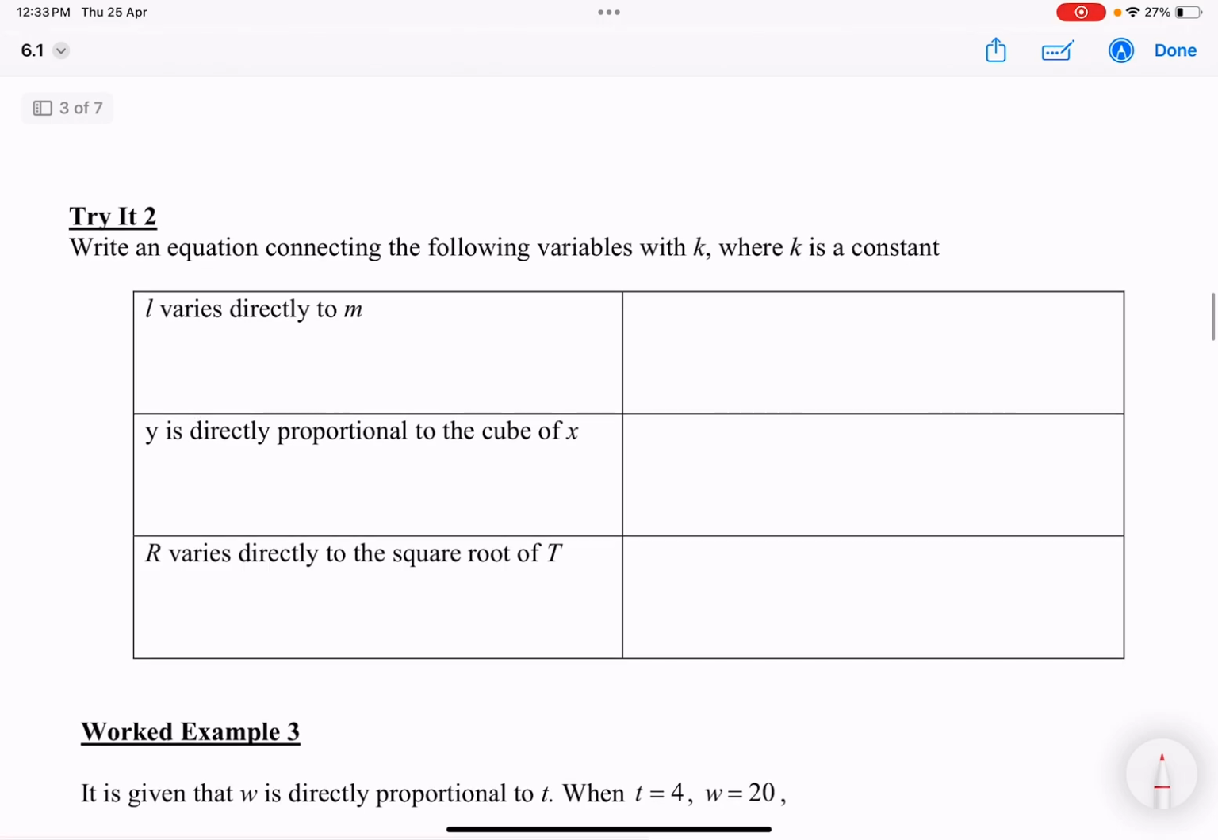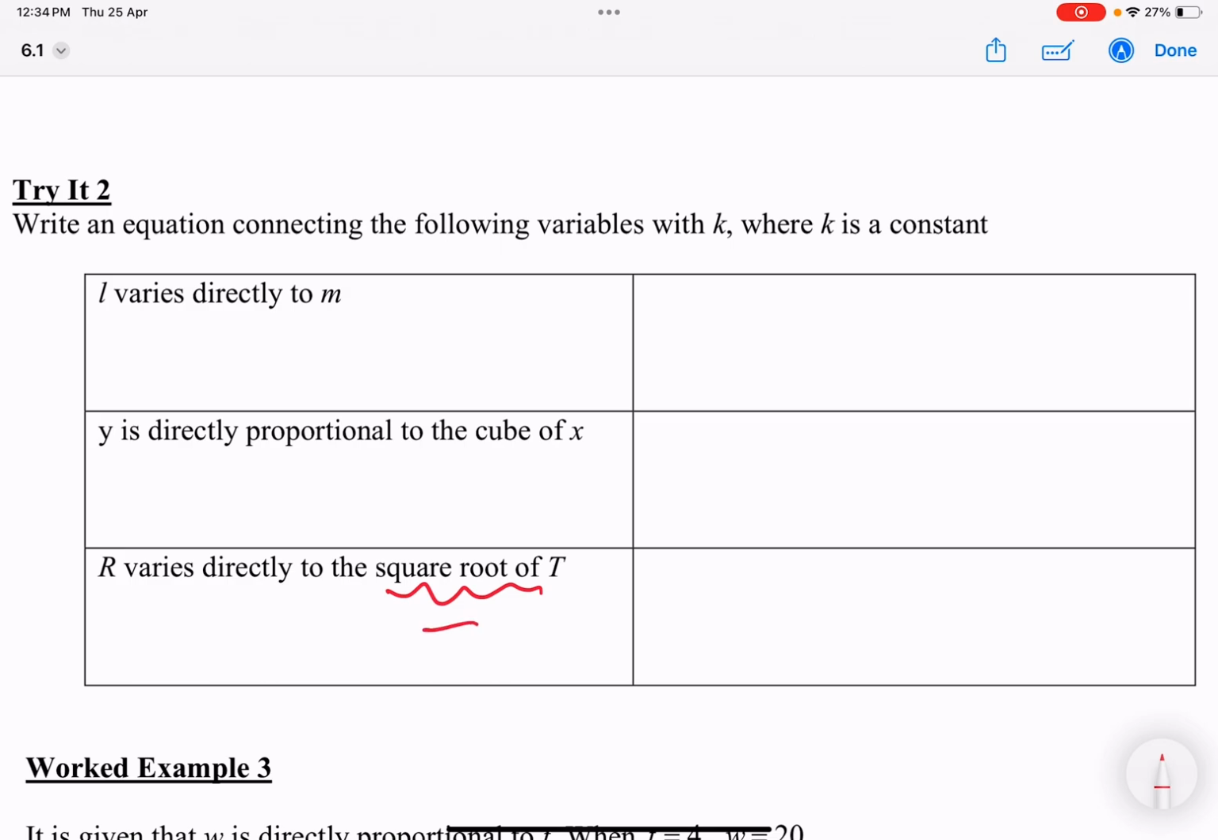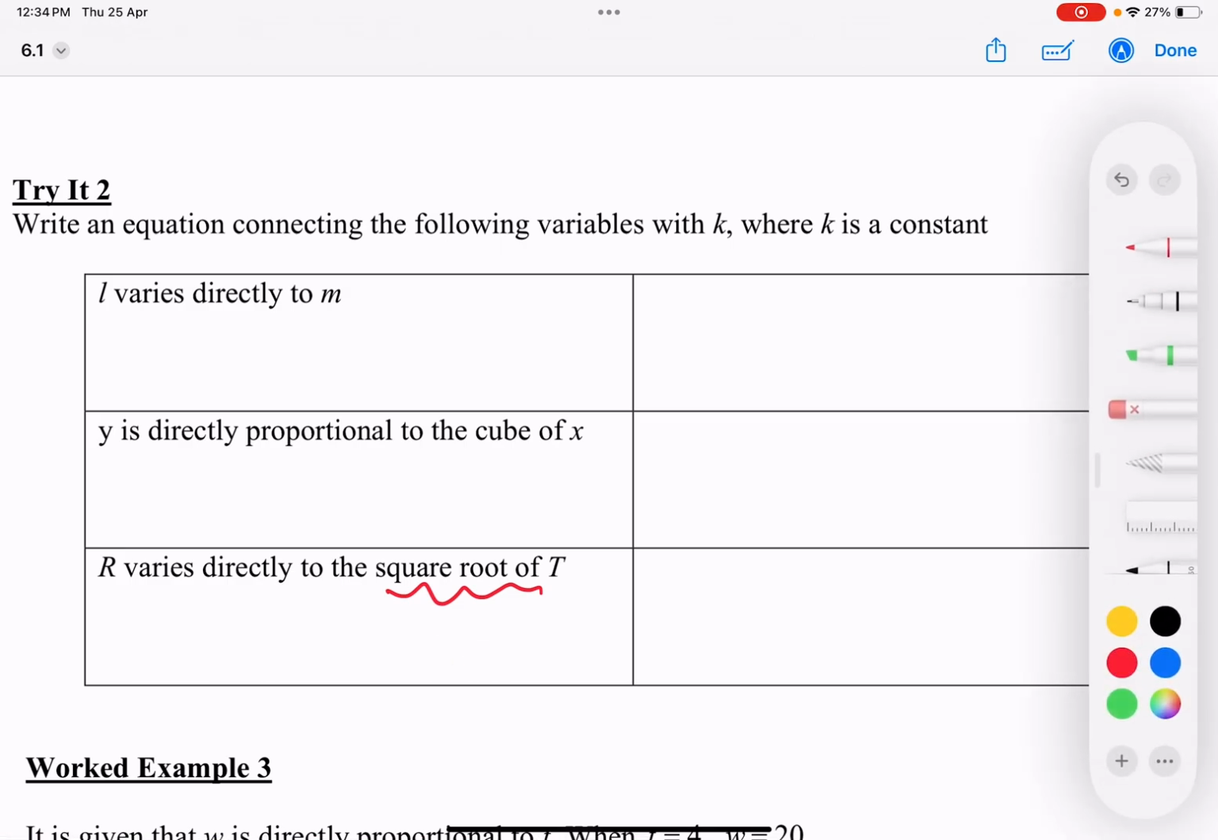Can you try this by yourself? This is the last question. I'm going to end at 12:35. Two more minutes. Try this by yourself. Square root of t, I'll help you out. Square root of t is this, the root sign, and then I have t. Cube of x is just x cubed. Can you try this by yourself? One more minute.